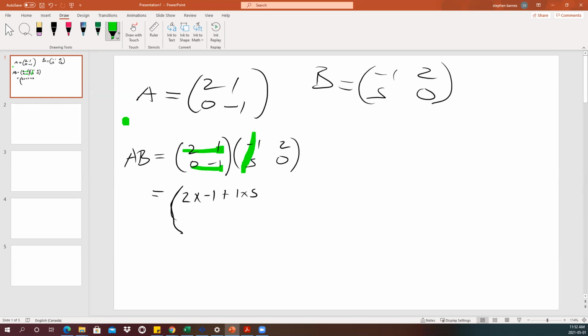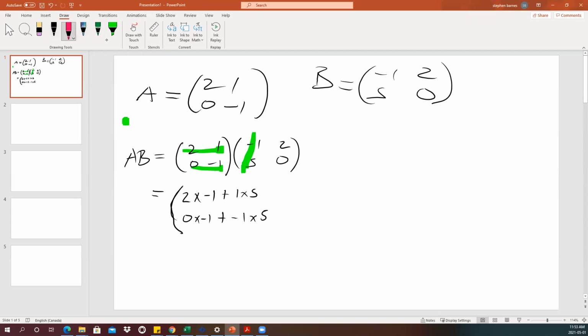This again with this. You have 0 times minus 1 plus minus 1 times 5. And you're done with the left piece of B. So you're going to multiply all this now by the right piece of B.